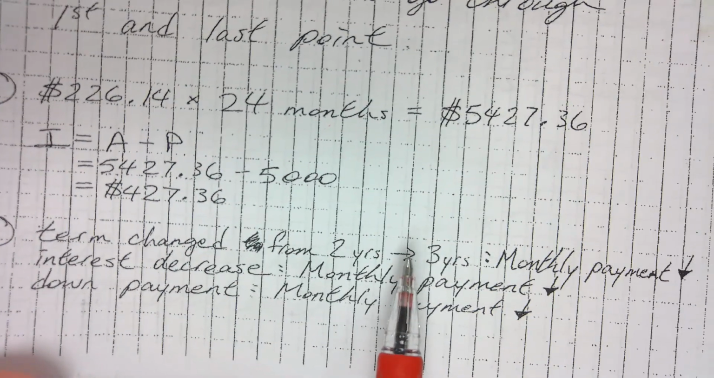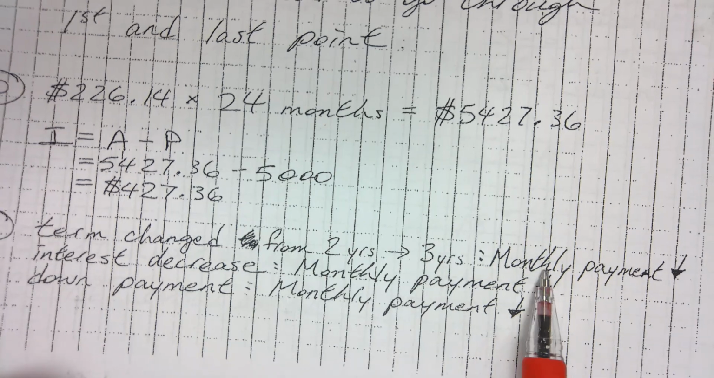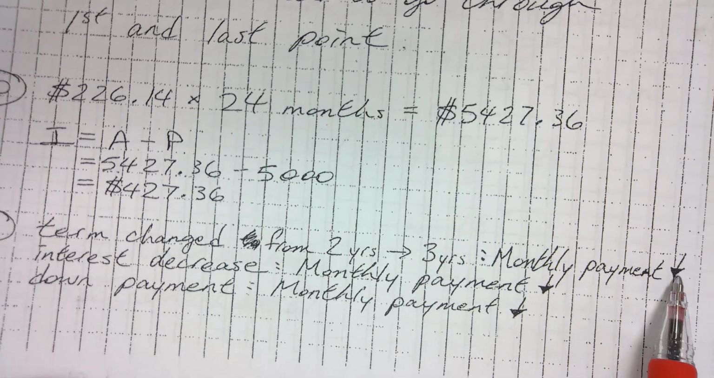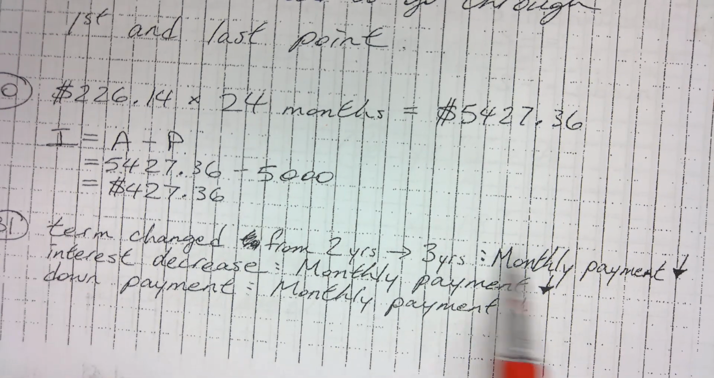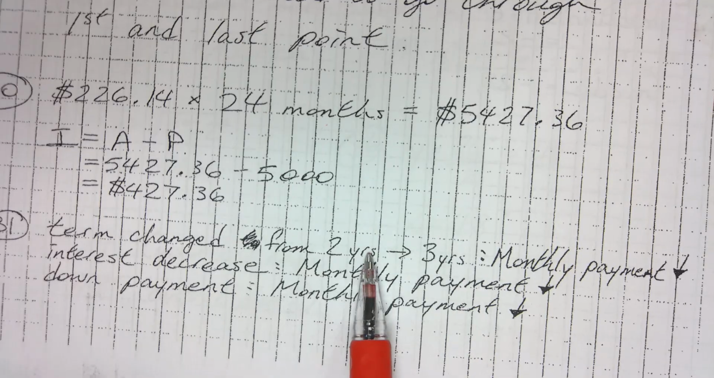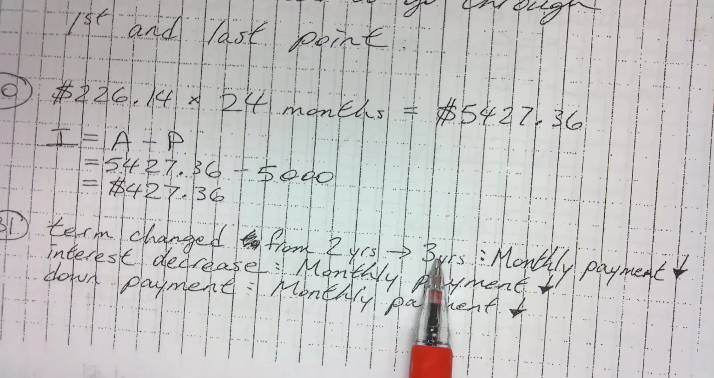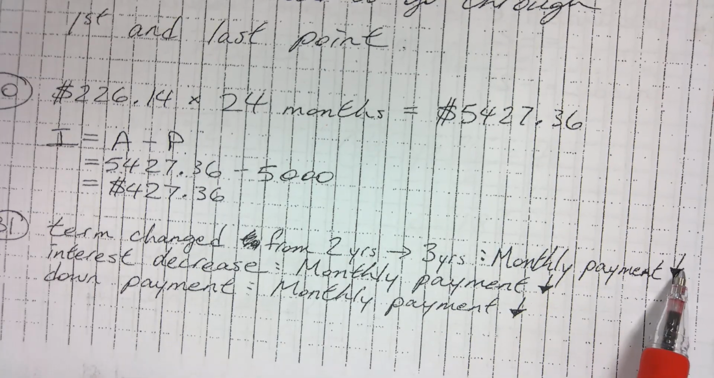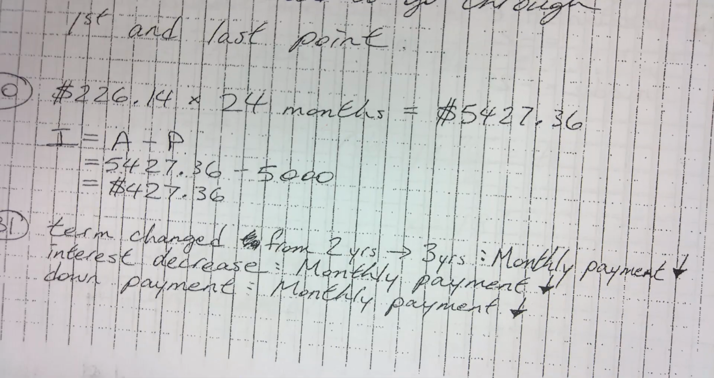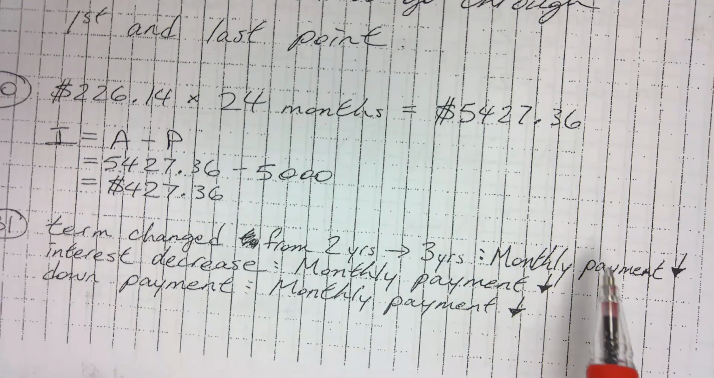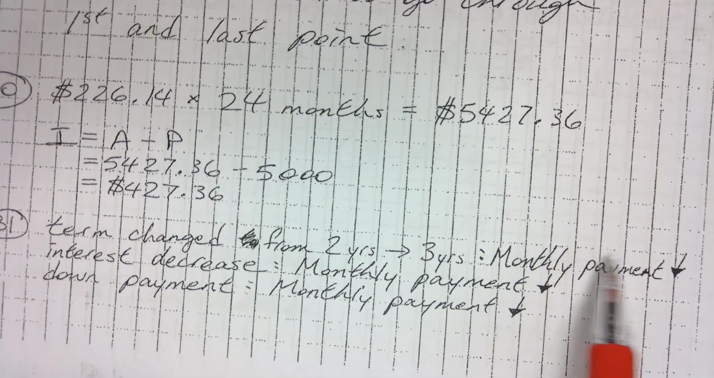if you are taking longer to repay, monthly payment wise, it will decrease because instead of paying back 5,000 over 2 years, you're spreading it out to pay over 3 years. Yes, you do pay more interest that way, but the monthly payment does go down, because you're dividing by 36 rather than 24. So this is actually a tricky one. EQAO does ask that, so keep that in mind.